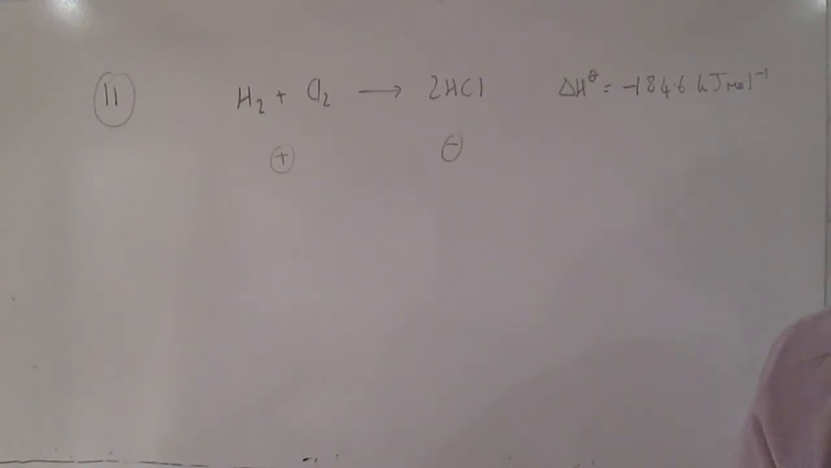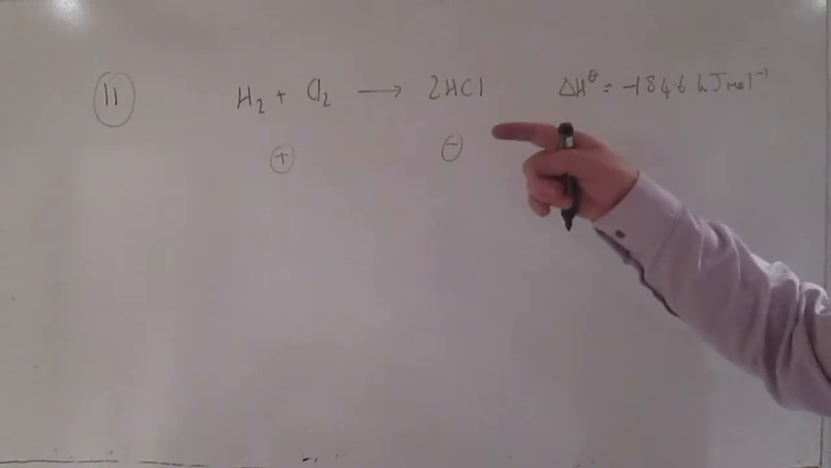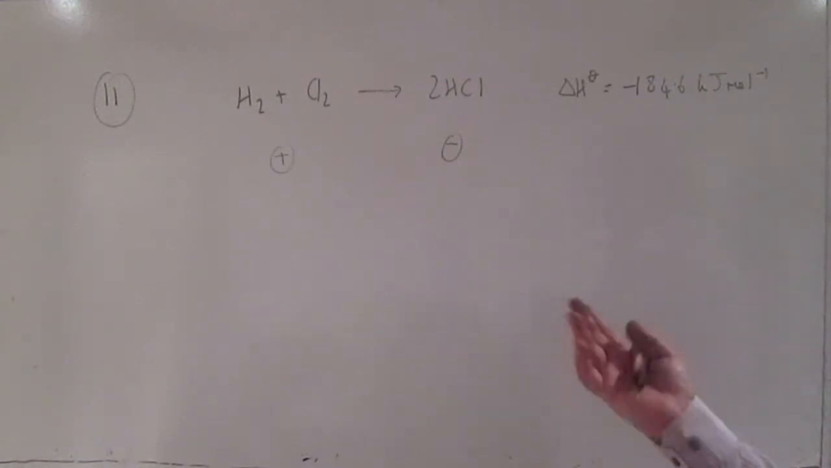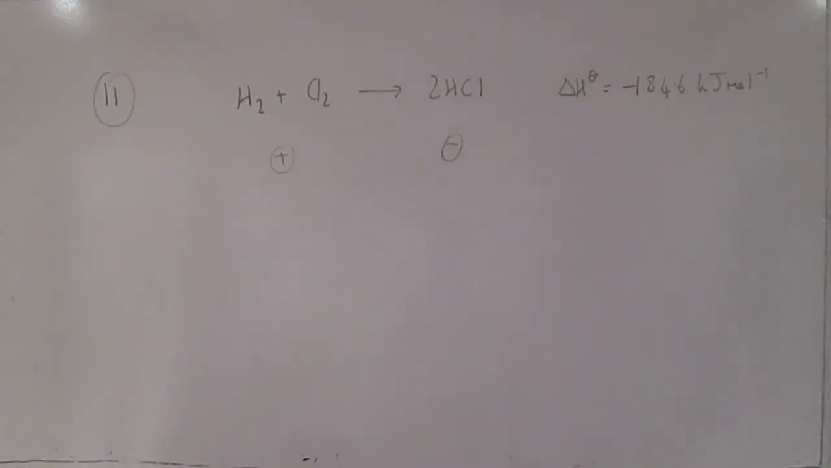Is the enthalpy change for the reverse equation plus 184.6 kilojoules per mole? Well, yeah, because that's the point. If you do a reaction in reverse, all that happens is the sign of the enthalpy change reverses, so it will be plus 184.6 kilojoules per mole. So B is the correct answer.